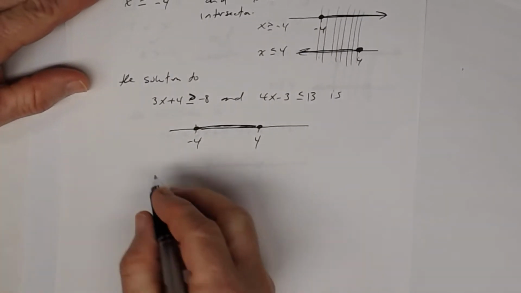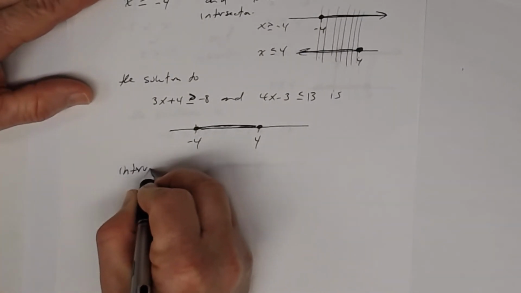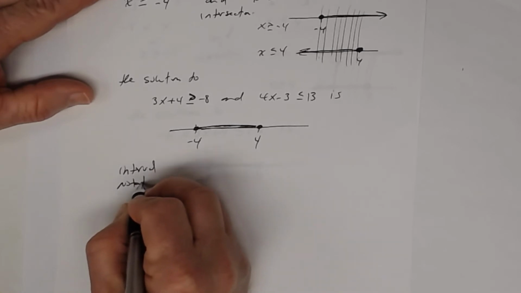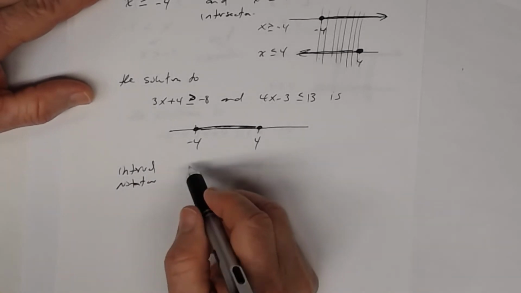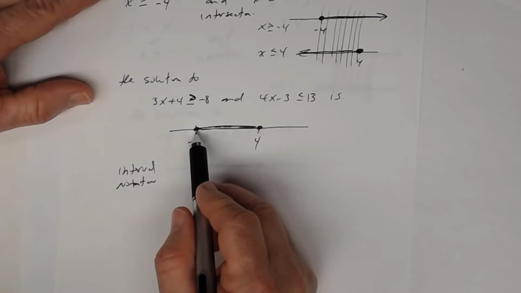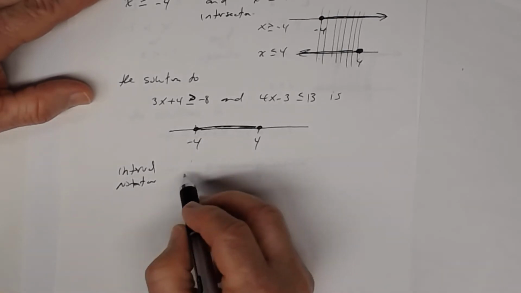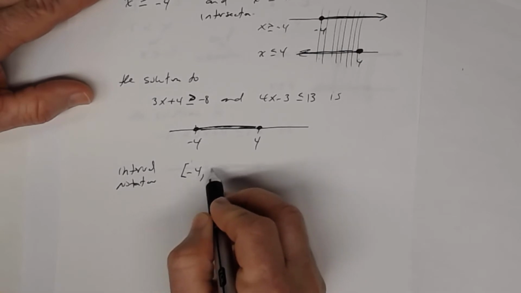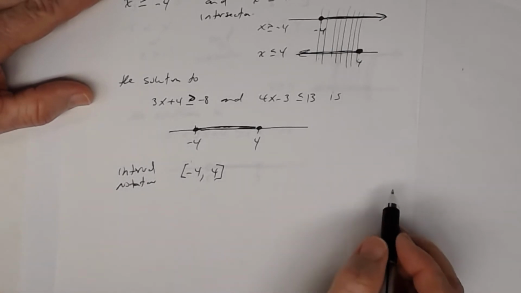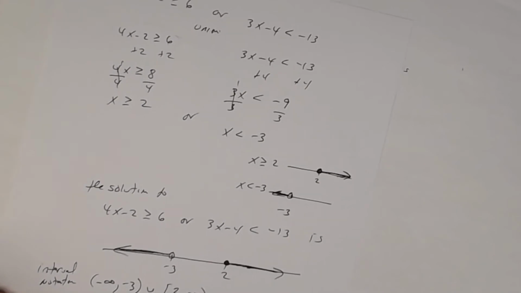If you wanted to look at interval notation with number 1, let's do that. Now they didn't ask you to do that, but if they did, you put bracket negative 4. See, both of those are closed circles right here, 4 and negative 4. So bracket negative 4, comma 4 bracket. Okay? All right, so that's number 3. Let's look at number 4.